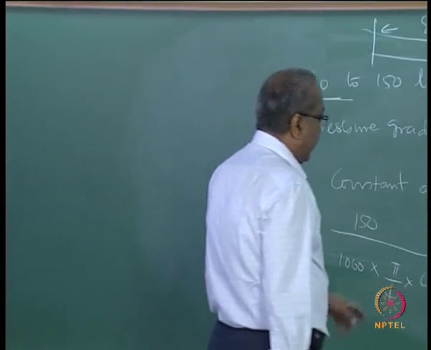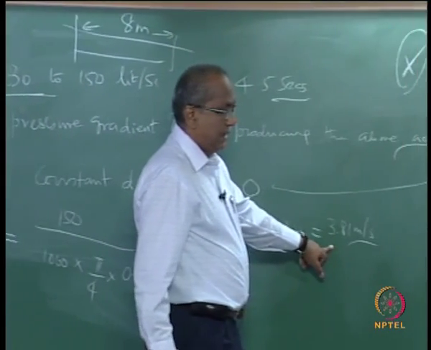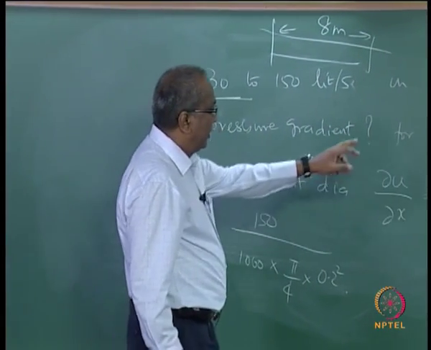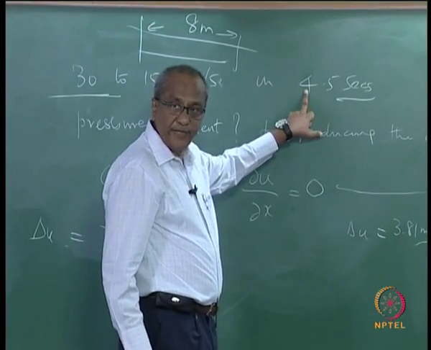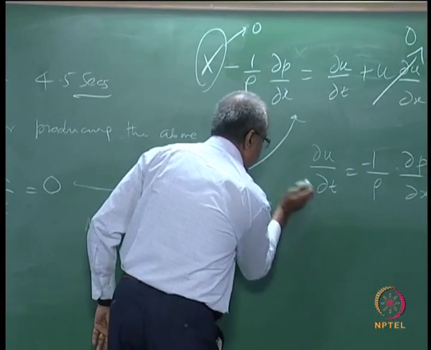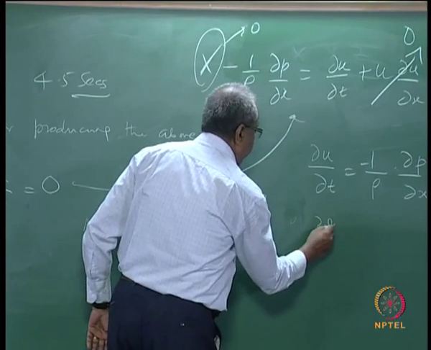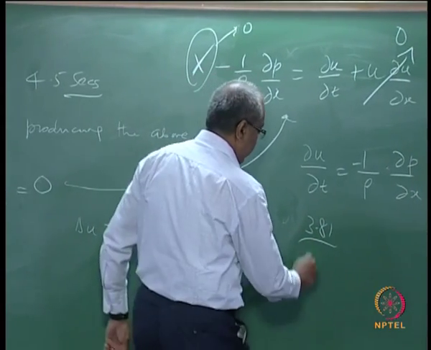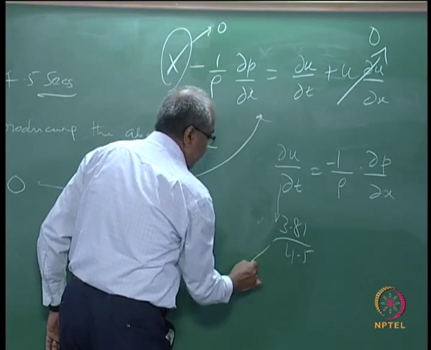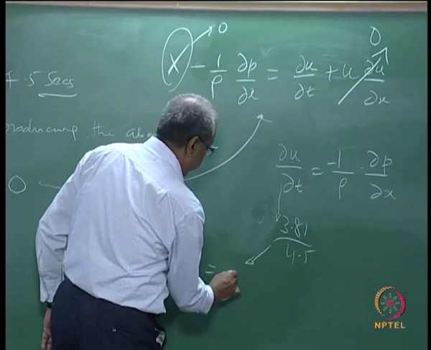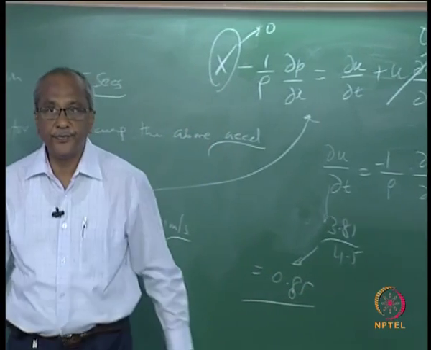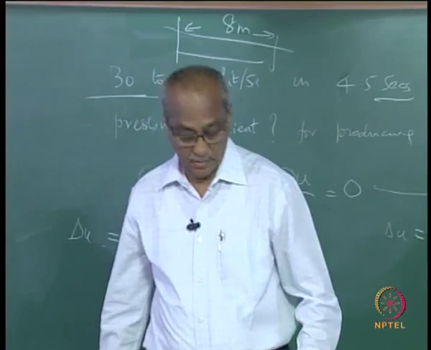But this acceleration is going to take place within how much? Within 4.5 seconds. So from this, dou u by dou t is going to be 3.81 divided by 4.5, which is equal to 0.85.